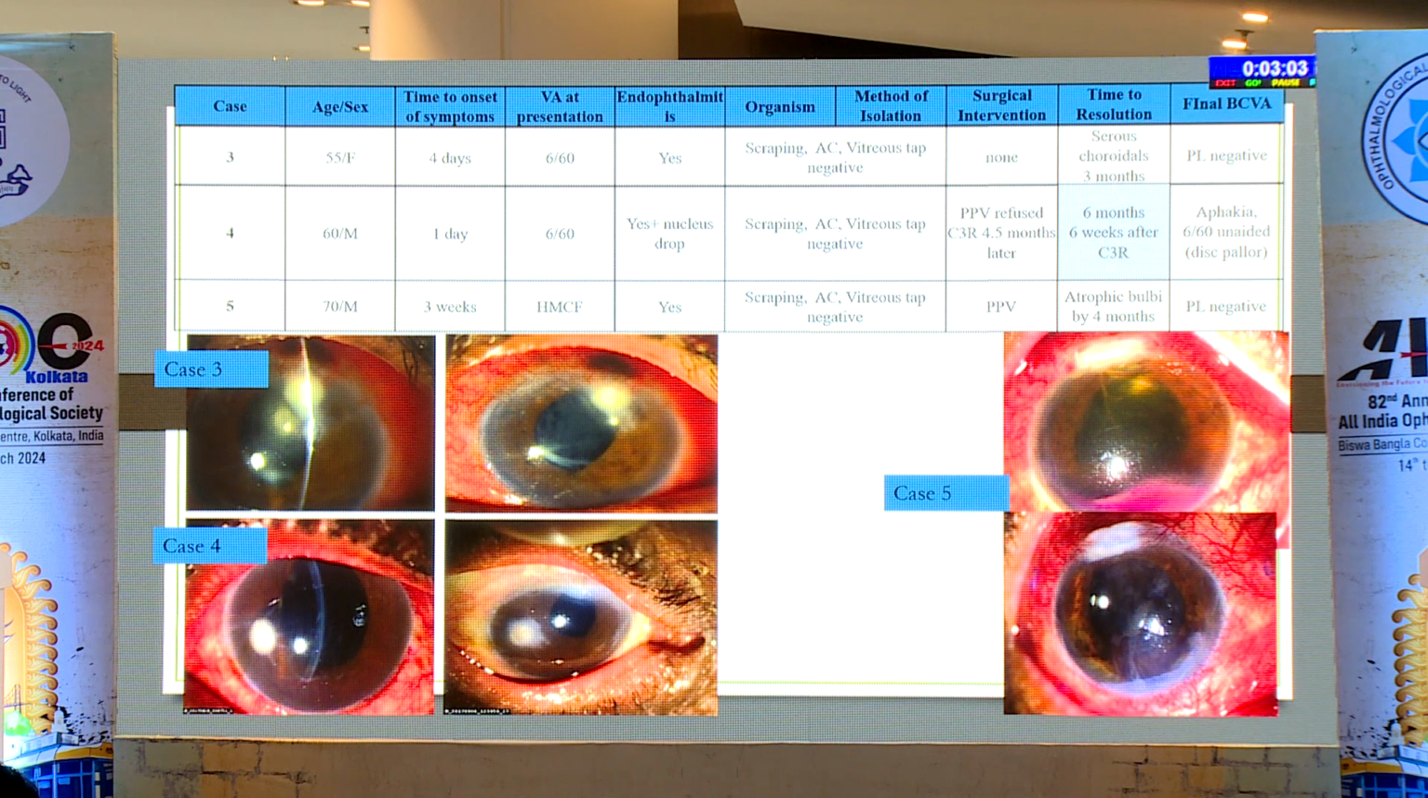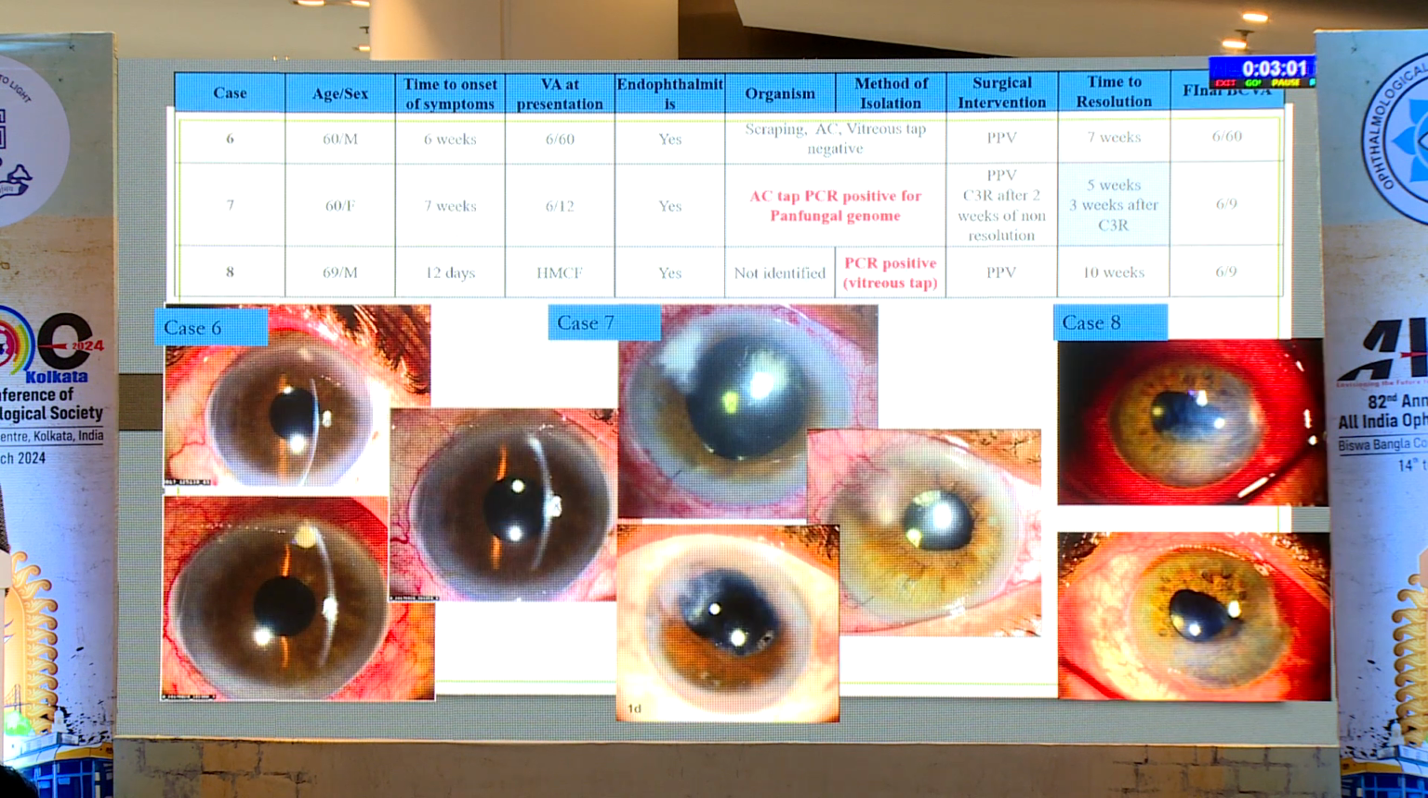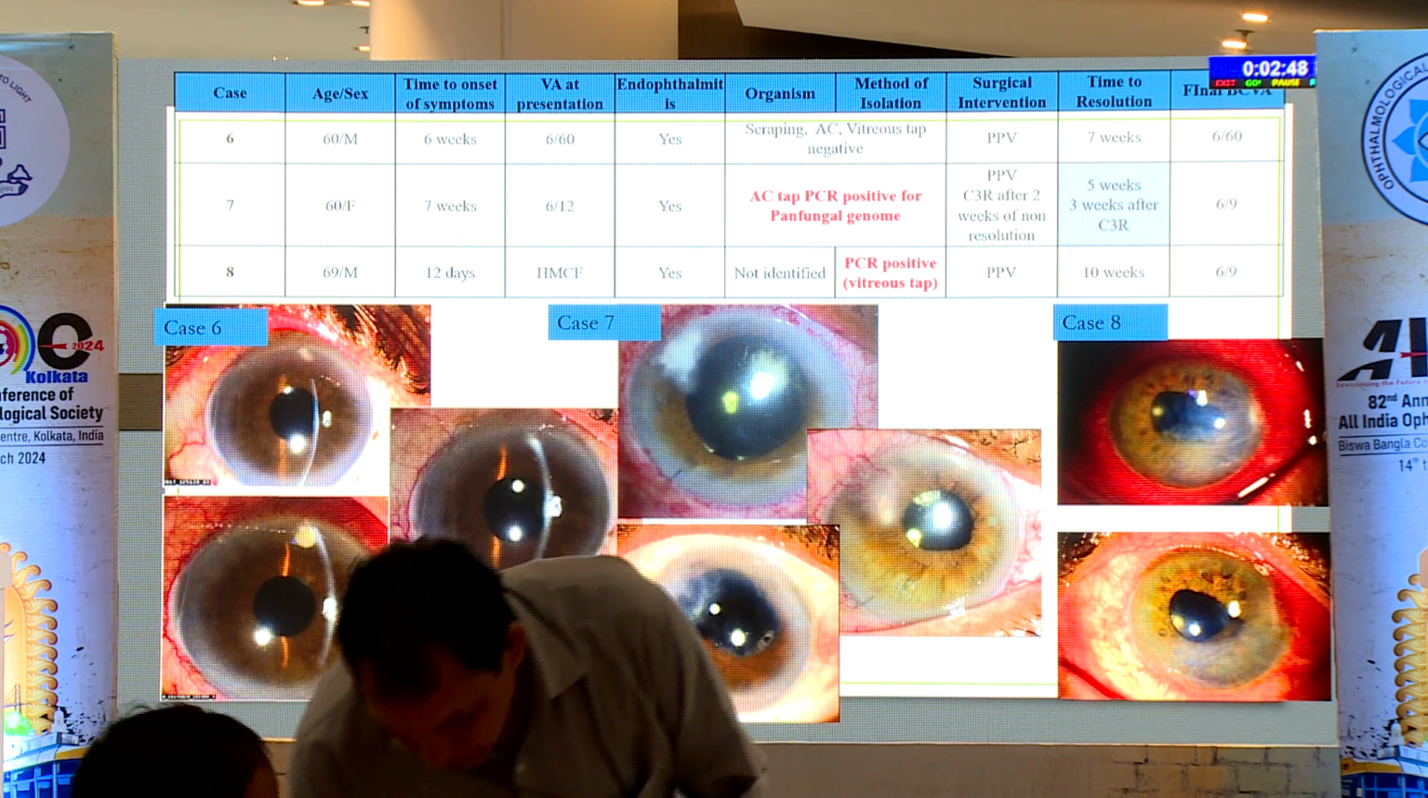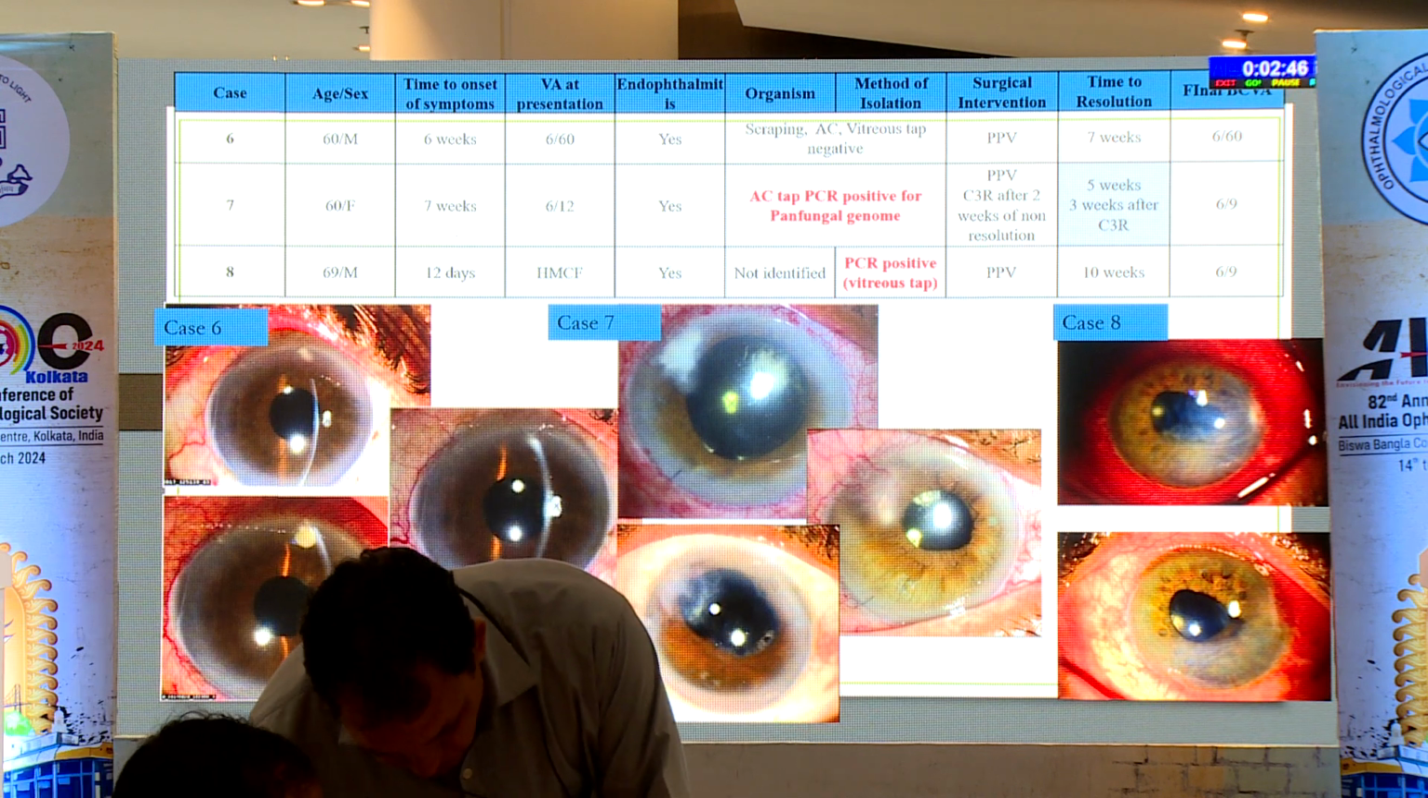These were other 3 patients. I'll be describing some important ones. Like in case 7, the patient had an intrastromal fungal corneal infiltrate, and it was again PCR positive for panfungal genome. This patient had a superficial lesion. It was extending up to 350 microns of the cornea.